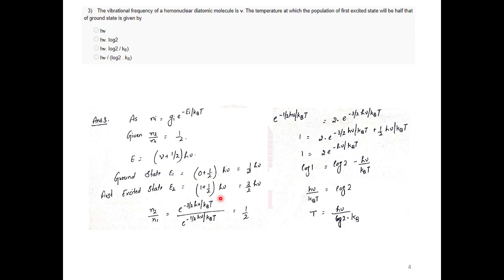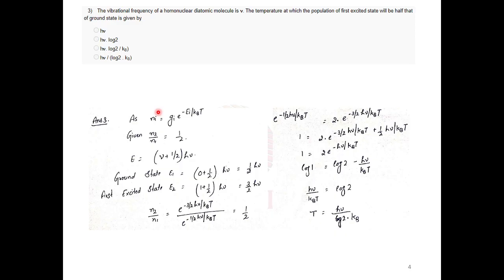So the vibrational frequency of a homonuclear diatomic molecule is nu. The question asks for the temperature at which the population of the first excited state will be half that of the ground state. There are multiple options. This is the equation for the i-th level population: n_i equals g_i into e to the power minus beta epsilon_i, where beta equals 1 by kBT, basically the same kind of thing.